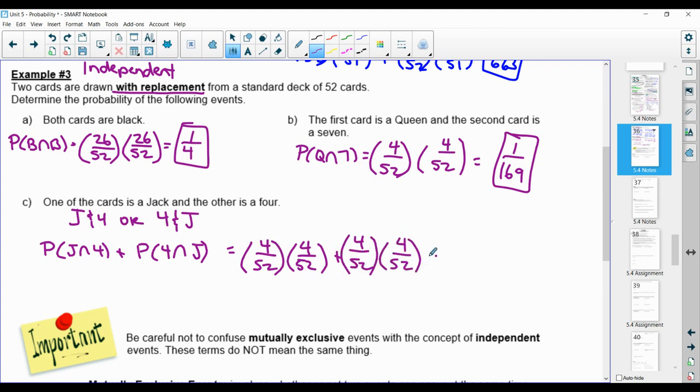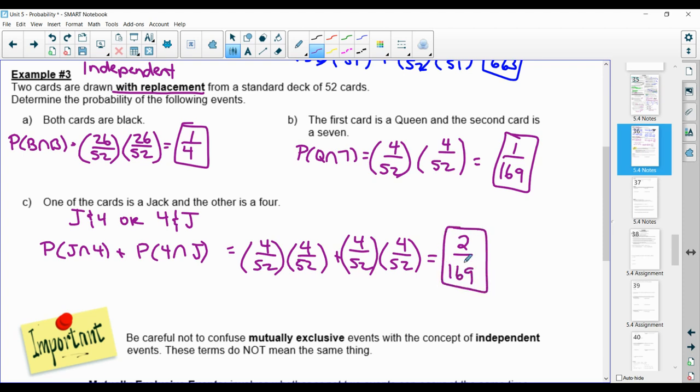Now you can put this in your calculator all in one step. You can also simplify a little bit as well. Figure out what 4 over 52, or 4 over 52 squared is, and then multiply by 2. So if you're understanding the math behind this, you can shorthand it when you put it in your calculator. Either way, you're still going to get 2 over 169.